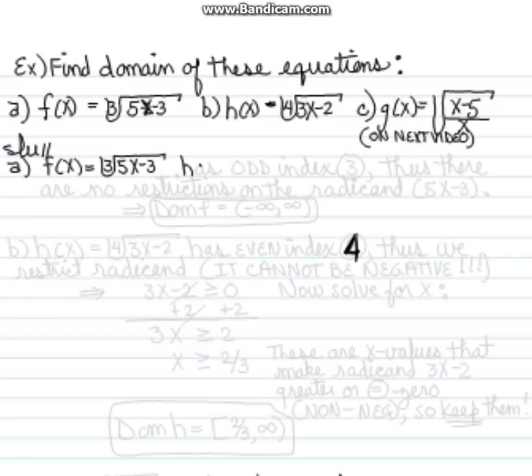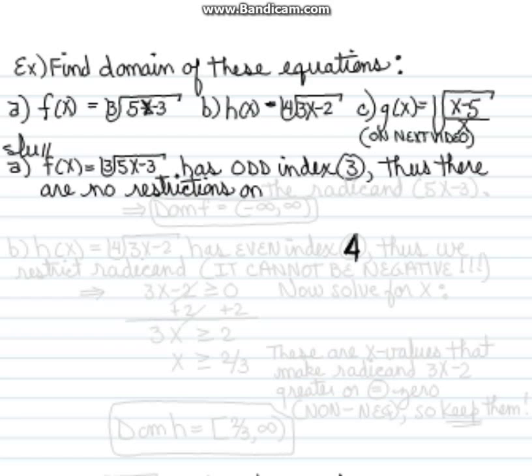Now I want you to notice that this function has an odd index in the radical. See in the little hook there's a 3, that's an odd number. That means there's no restriction on the domain. There's no restriction on the radicand. The radicand is the stuff under the radical sign, 5x minus 3.